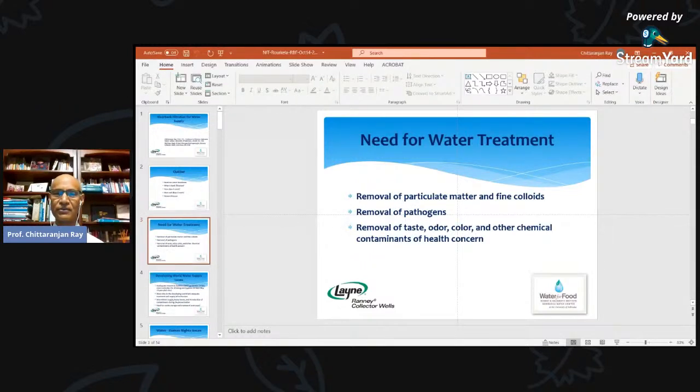So why do we need to treat water? We don't want to drink water from the stream or lake because it has particulate matter. It might have pathogens. So basically we need to remove particulate matter and fine colloids. We want to remove the pathogens, bacteria, viruses, or protozoa. And then we also need some removal of foul taste or odor causing compounds, color, and other chemicals that are of health concern to humans or animals.